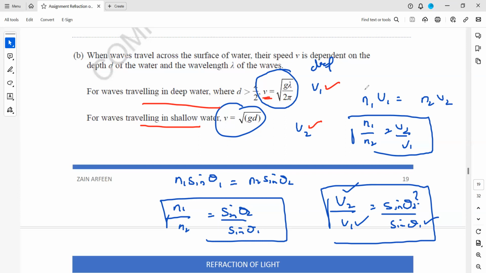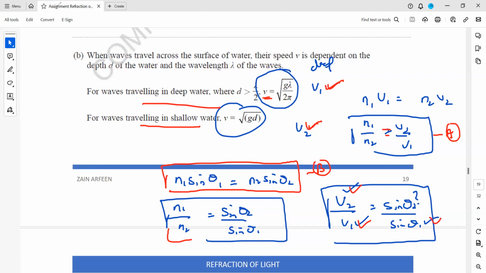And we know the refractive index one into speed one equals the refractive index of the second medium into speed two. So the ratio of the refractive index is the reciprocal of the ratio of the speeds. And in terms of angle, N1 sine theta 1 equals N2 sine theta 2. So the ratio of the refractive index equals sine theta 2 over sine theta 1. So if we compare this equation with this equation, we can say V2 over V1. This is V1, we'll have here. This is V2, we'll have here.